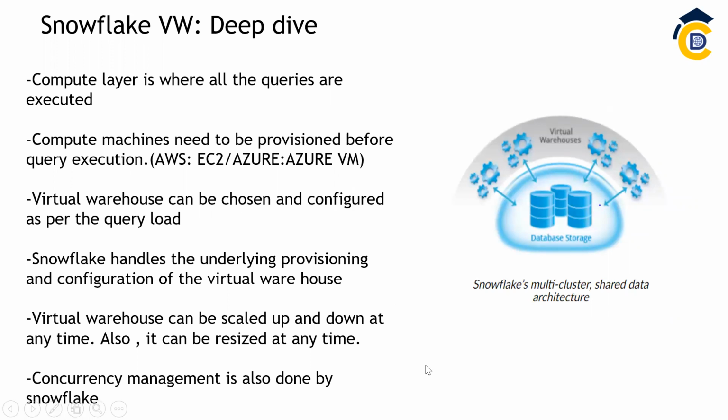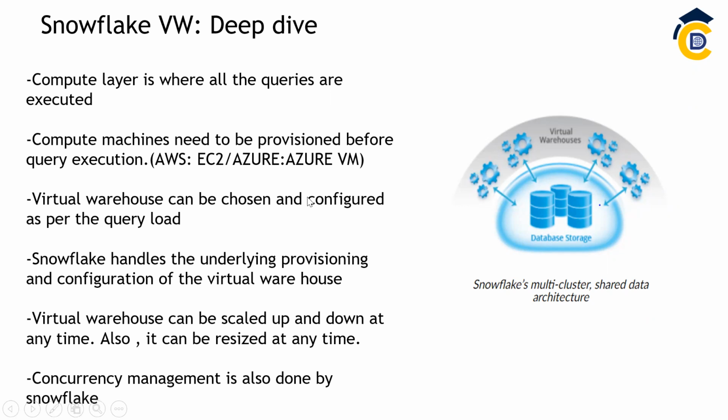So this is your virtual warehouses, which is the compute layer and also called the muscle of the system. It is where all your queries are executed. Compute machines need to be provisioned before your query execution. These machines will be started only when you're executing your query, which is why it is cost effective. Once you have created a virtual warehouse, the billing doesn't start unless it is being used for query execution, similar to the cloud way of pricing. Pay as you use.